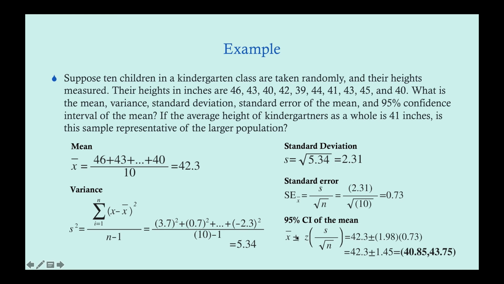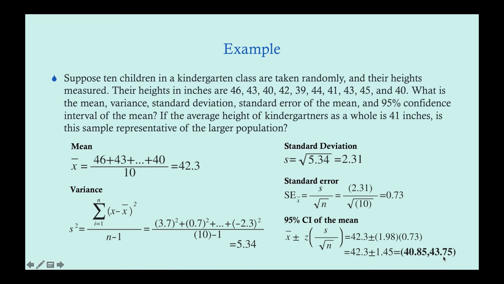And then, so your mean is 42.3. Your z-score is 1.98. And your standard error is 0.73. And you will then take this value, which is 1.45, you'll add it to 42.3 and then subtract it away from 42.3. And that gives you two values, your lower value and your upper value, and that range is your 95% confidence interval. So 40.85 to 43.75.